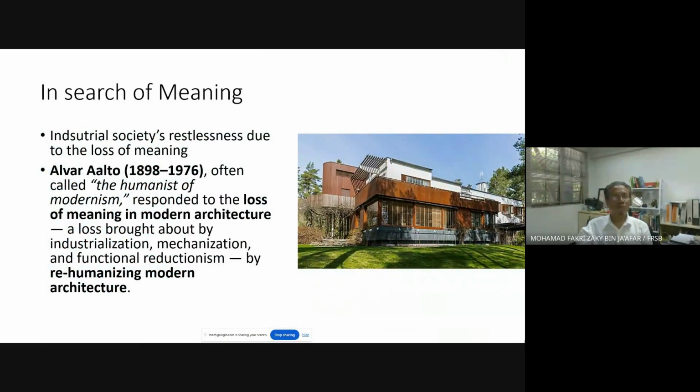Also, early in the modern movement, there were architects who were concerned with meaning. Alvar Aalto was one of them. He was called the humanist of modernism. He responded to the loss of meaning in modern architecture. Remember the photo of the Villa Savoye and Mies van der Rohe's Farnsworth House I showed earlier? Alvar Aalto thought it was too much. People still need to have a relationship with the materials, with the memory of the structures that they used to live in and used to know. So it was the approach of infusing humanist architecture into modernism. In short, he was trying to rehumanize modern architecture.